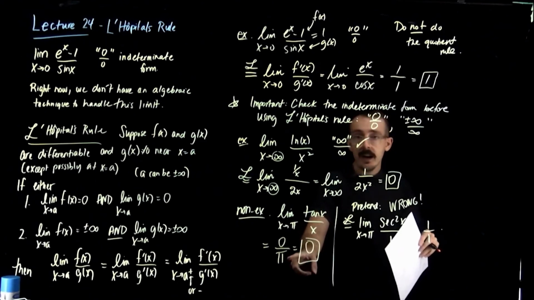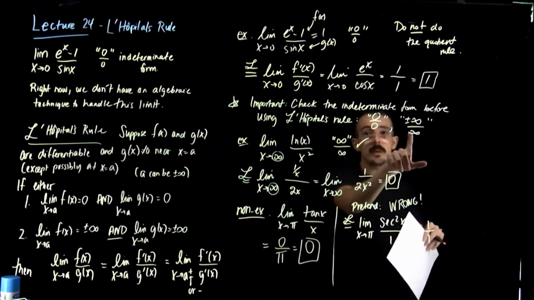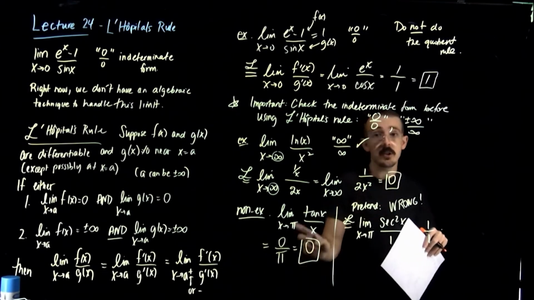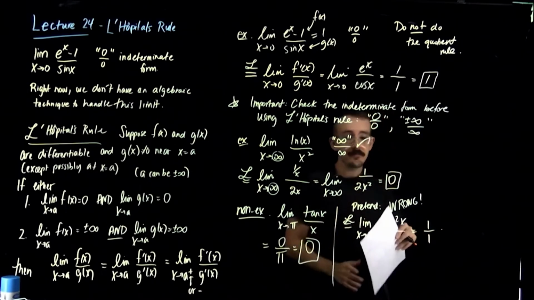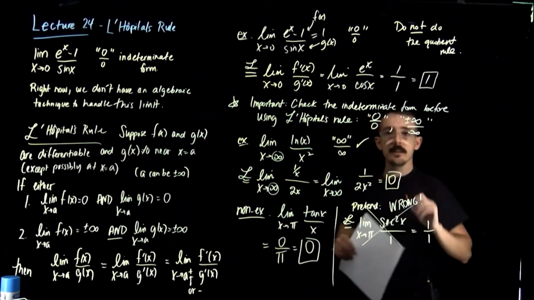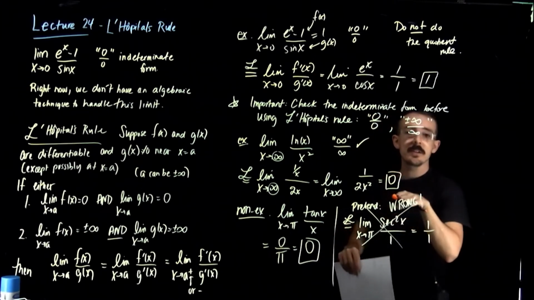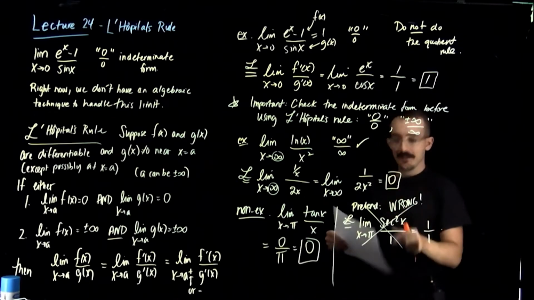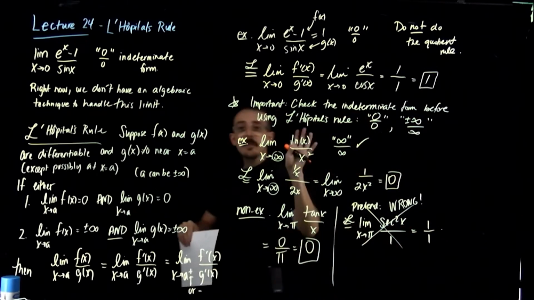0 over pi is not one of these two indeterminate forms. It's not 0 over 0, and it's not infinity over infinity. So you should always check first to make sure you're good. This is not wrong. This is what they'd be trying to do to trick you on the exam, to get you to use it when you're not supposed to, okay? So always check first. All right, we've done a few examples.